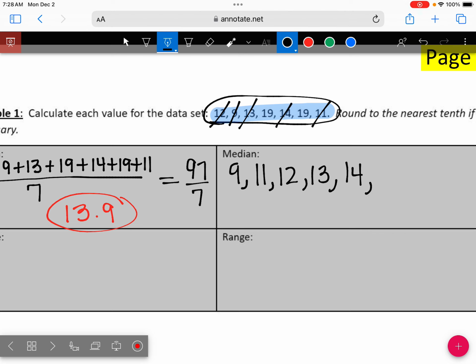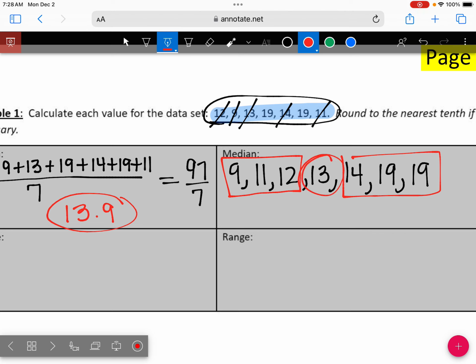And then we have two 19s. So we've got to write them both. So now they're in order. So we've got to figure out what number is in the middle of the list. So what number do we have in the middle of our list? Yep, so we got 1, 2, 3 over here, and 1, 2, 3 over here. The number in the middle is 13. That is our median.